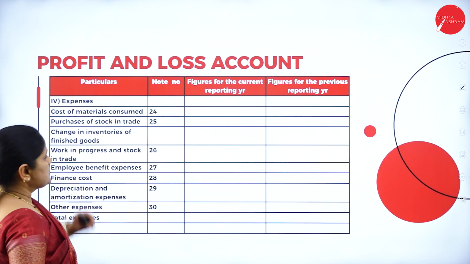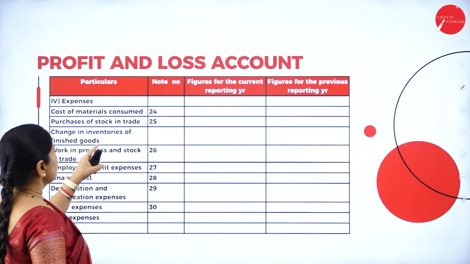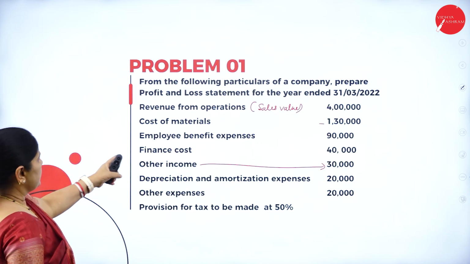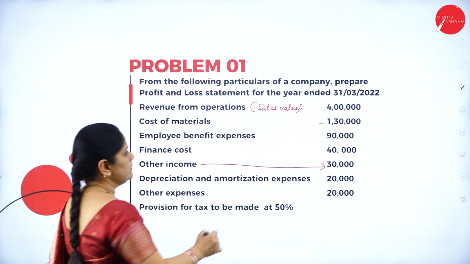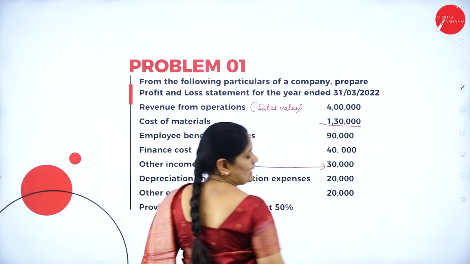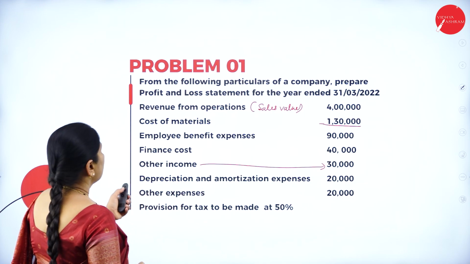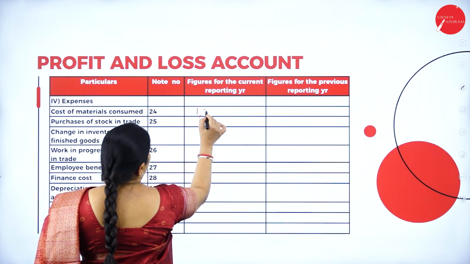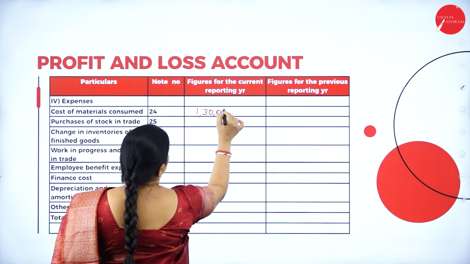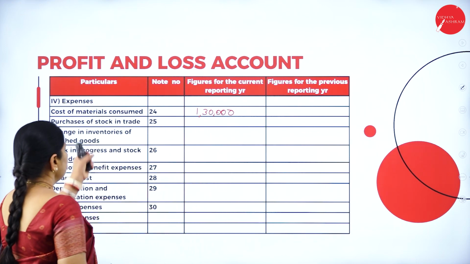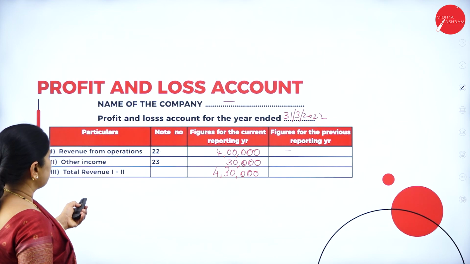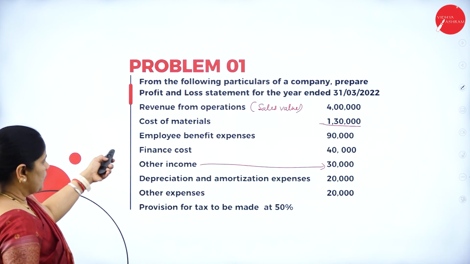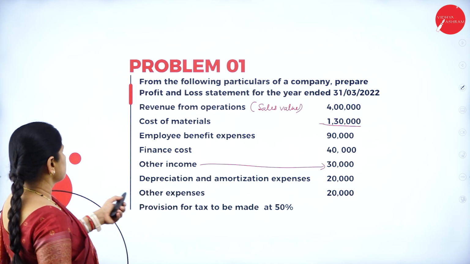Next, expenses. Cost of materials consumed. Have they given cost of material consumed? Yes. What is the cost of material consumed? It is given as 1,30,000. So, I just put the amount here. 1,30,000. Then, purchases of stock in trade. Do we have purchases here? No. We don't have any purchases.